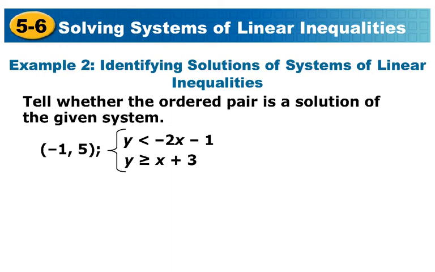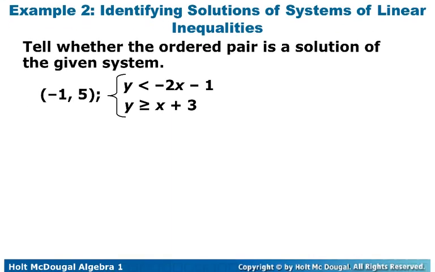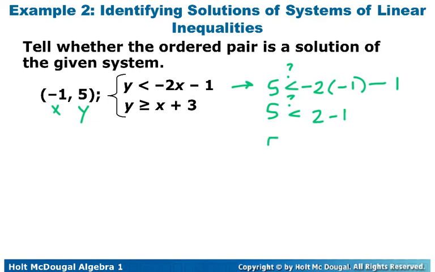We're going to tell whether the ordered pair is a solution of this given system, and all we need to do is find out if it's true. If we plug in an x of -1 and a y of 5 in the first one, we have 5 less than, just less than, -2 times -1 minus 1. So we're trying to see if this is less than: 2 minus 1, so is 5 less than 1? And 5 is not less than 1, so it's not a solution.